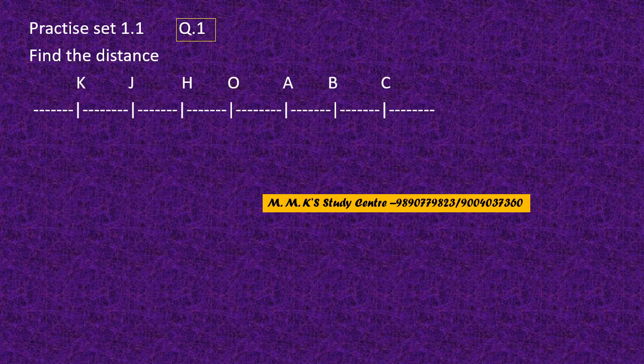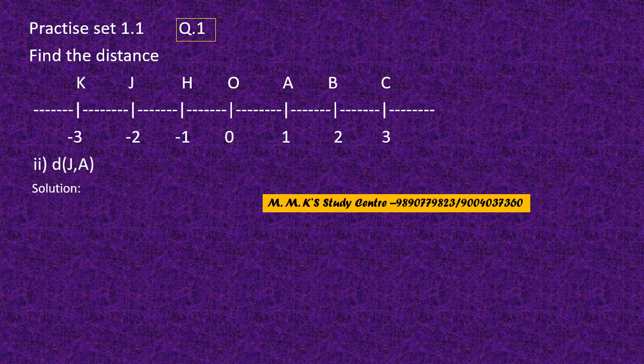Yes, question number 1. We'll start today practice set 1.1. Question number 1 has many sub questions. We will do a few. Question number 1 is find the distance. Here we have to find out the distance between two points which are present on the number line. So this is your number line, children. See, these alphabets are called the points, whereas these numbers present on the number line are called the coordinates. So let us see the question.